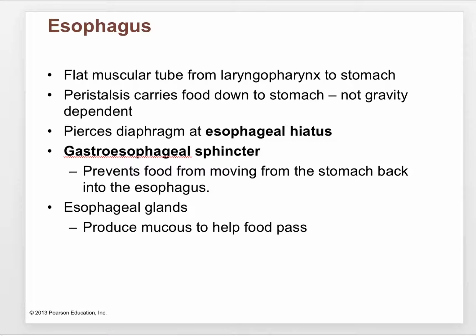The esophagus is a flat muscular tube that goes from the laryngopharynx to the stomach. Peristalsis carries food down to the stomach. It's not gravity dependent. There's a gastroesophageal sphincter, which prevents food from the stomach from backing up in the esophagus. There's a gland in the esophagus that produces mucus to make the bolus more slippery so it passes down.